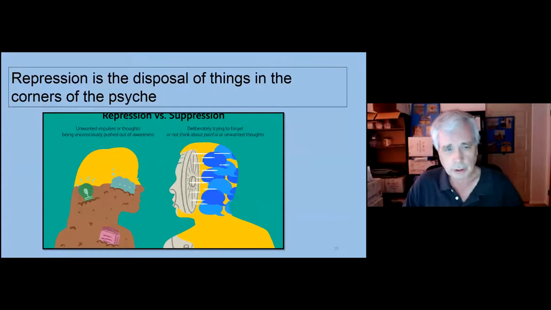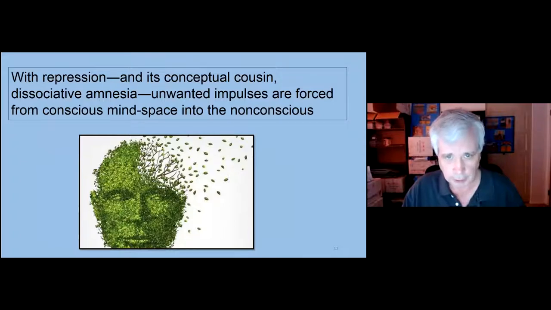So repression is, we might describe it as, disposing things in the corners of our psyche. And again, this is just another graphic, I think, that very conveniently shows us the difference between repression and suppression. With repression, unwanted impulses or thoughts are being unconsciously pushed out of awareness. Whereas with suppression, we deliberately attempt to forget something or to not think about painful or unwanted thoughts. So with repression and its conceptual cousin, dissociative amnesia, unwanted impulses are forced from our conscious mind into the non-conscious.